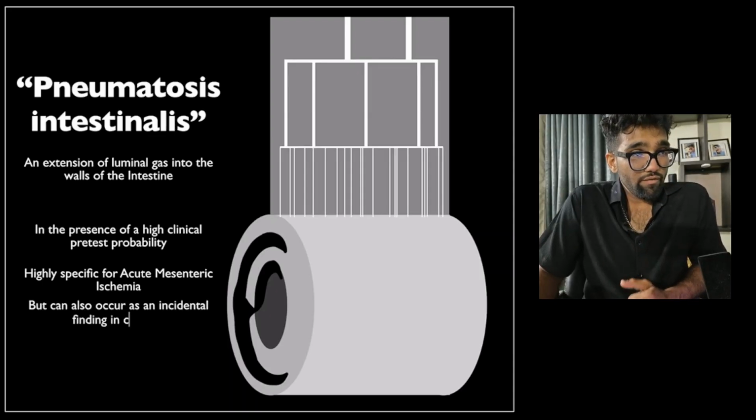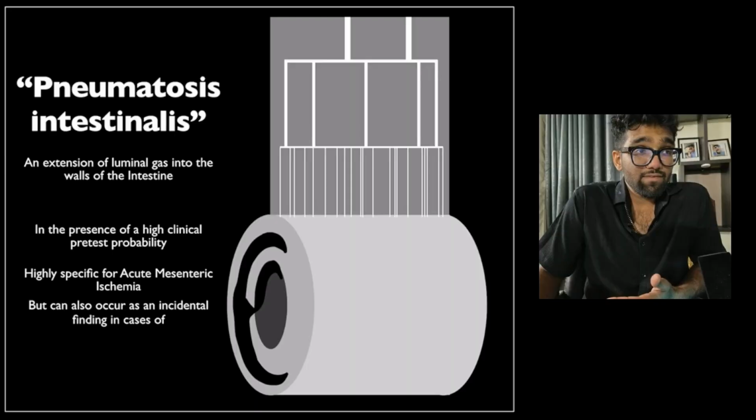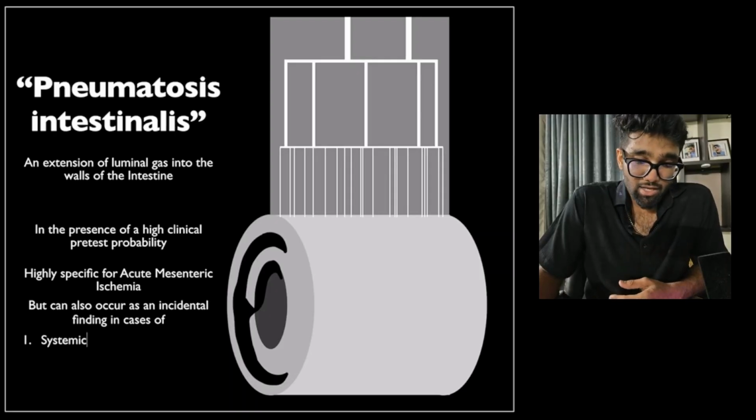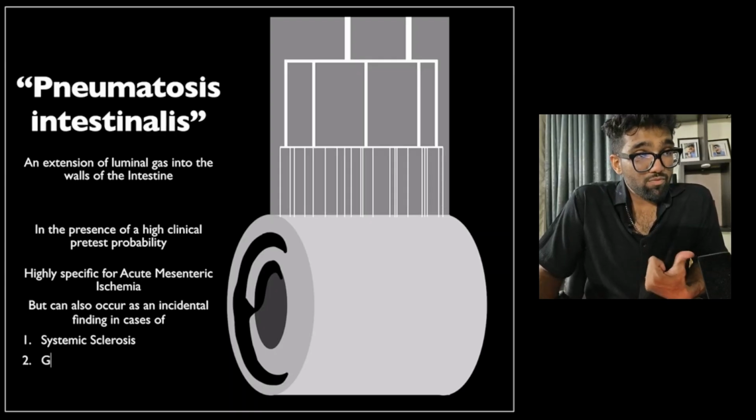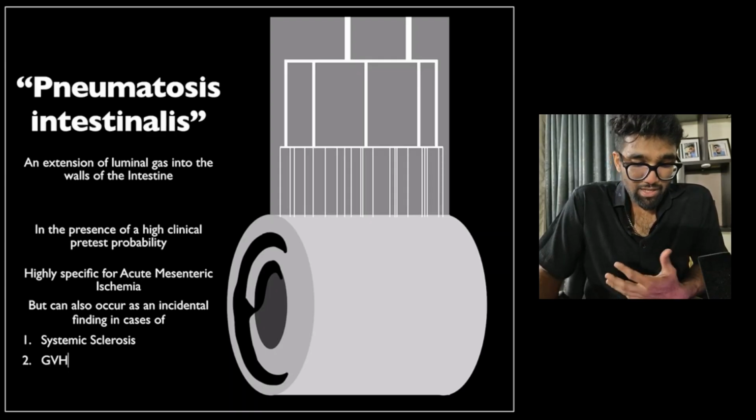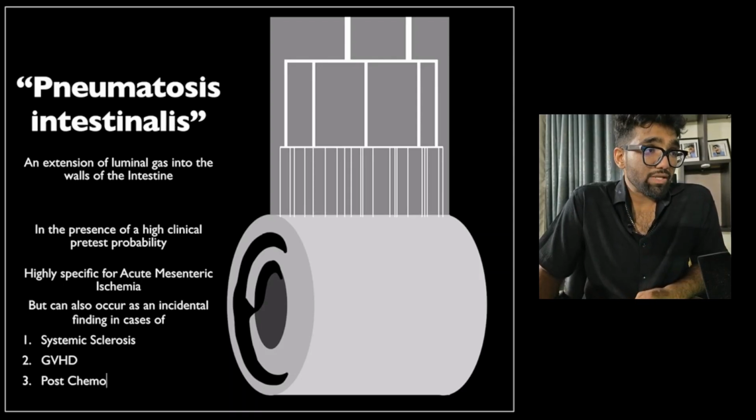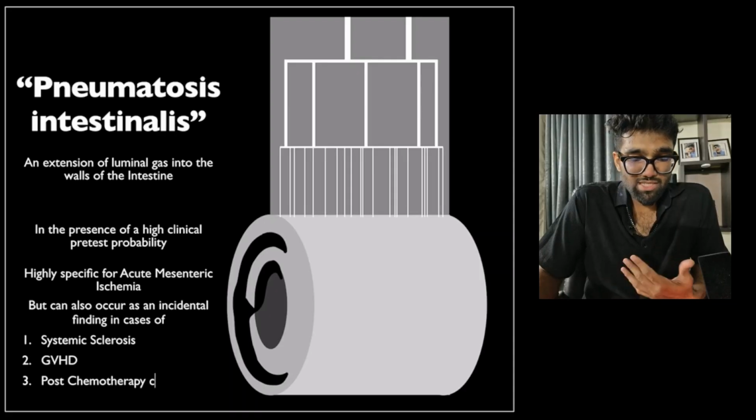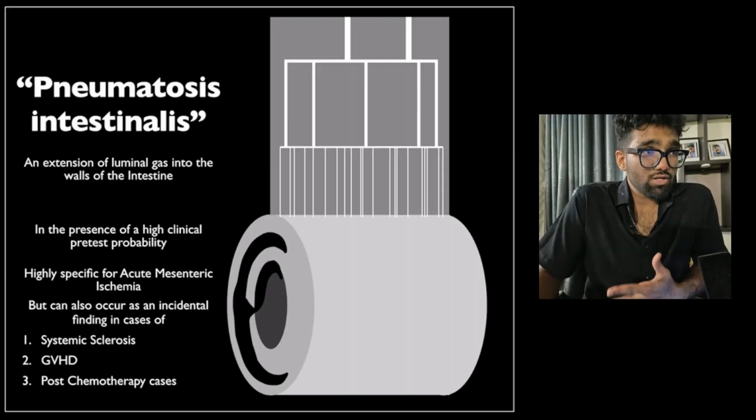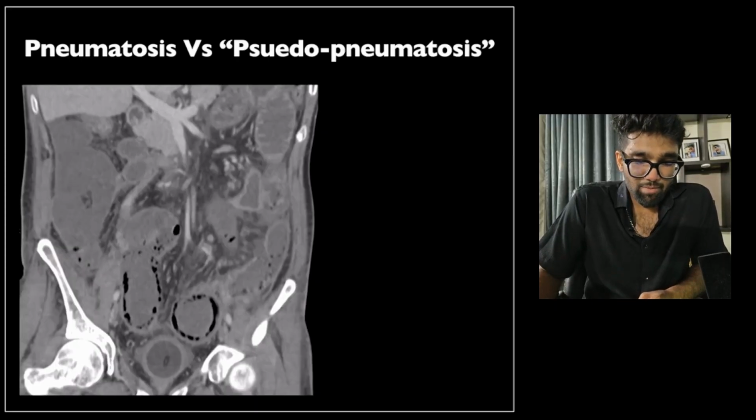Now, this can also, however, occur as an incidental finding, when you have no expectation of there being any intestinal pathology, in cases of systemic sclerosis, in which case it's called, quote unquote, benign pneumatosis intestinalis. It can happen with long-term glucocorticoid therapy, and it can happen with graft versus host disease, as well as post-chemotherapy patients. Okay, so these are the situations in which you incidentally get it. So again, systemic sclerosis and glucocorticoid therapy are things that I routinely am exposed to.